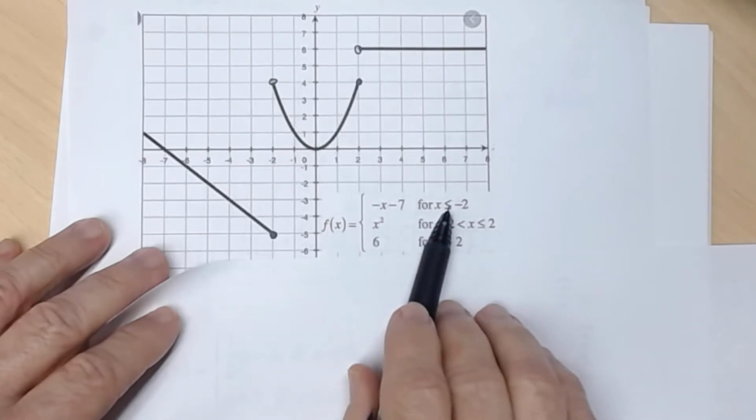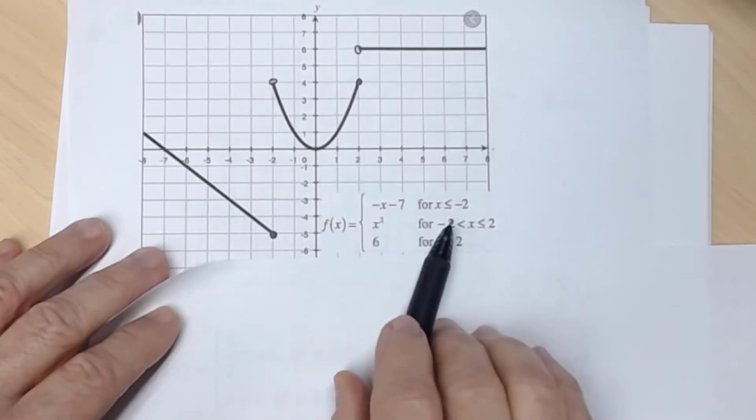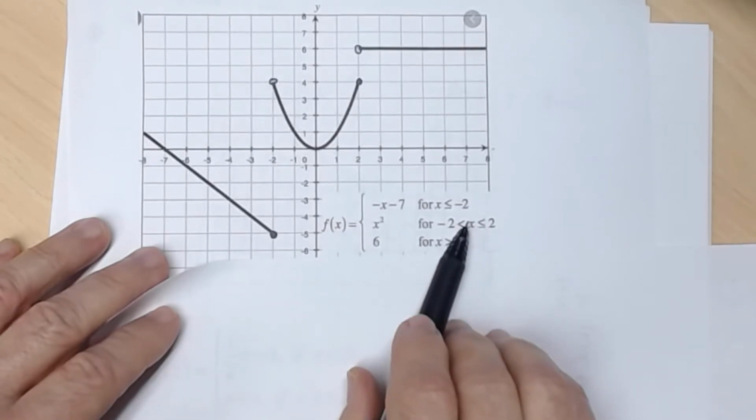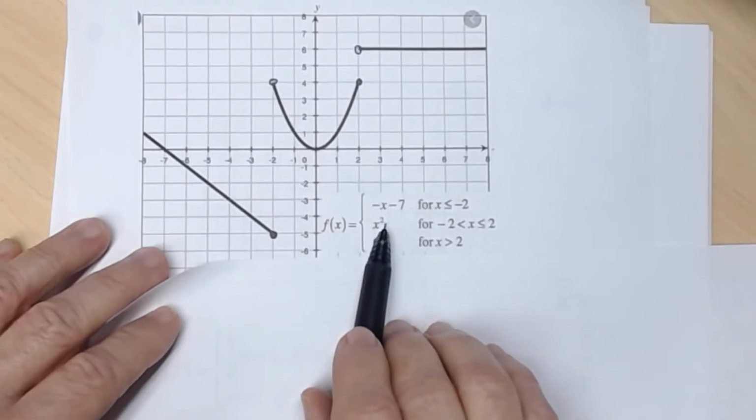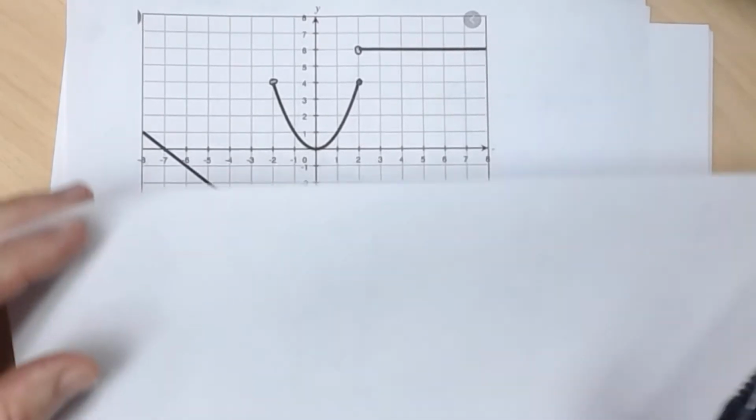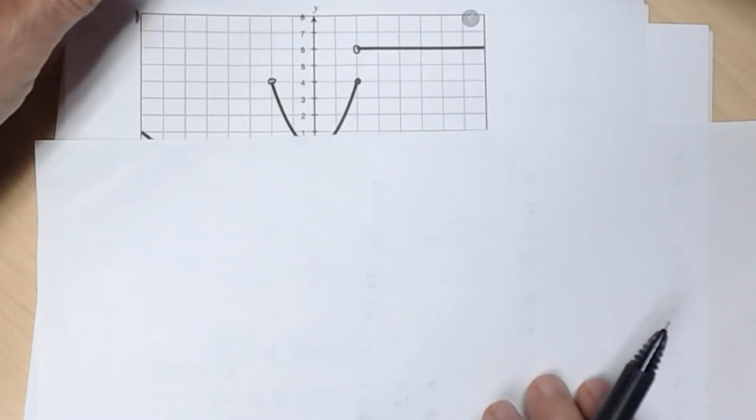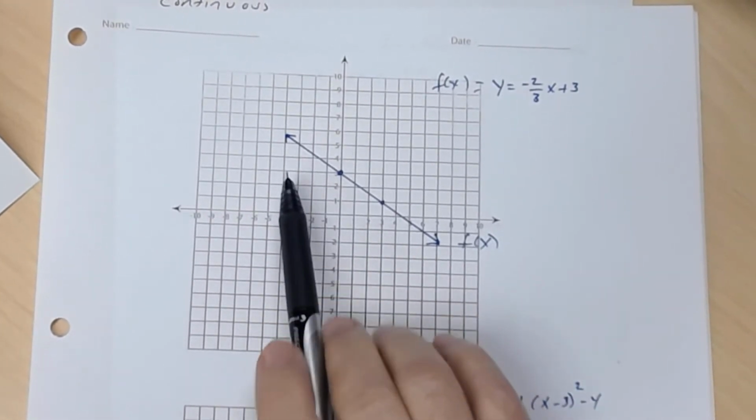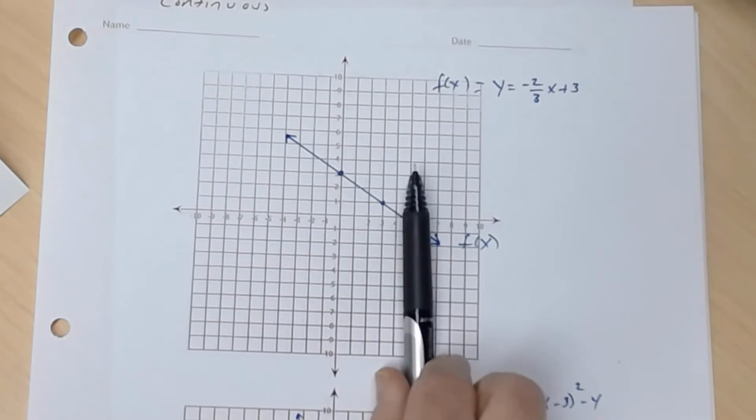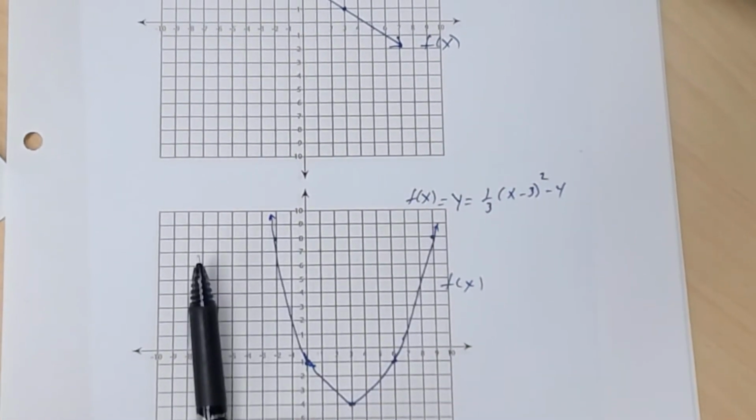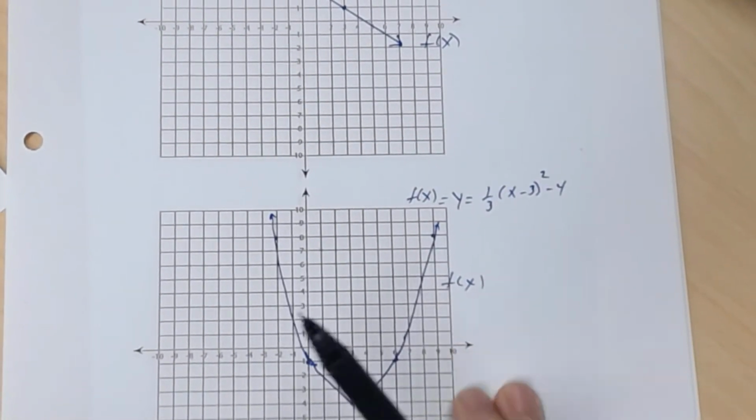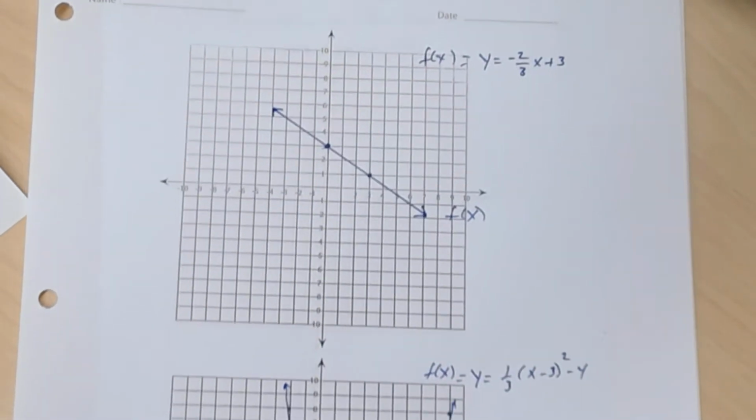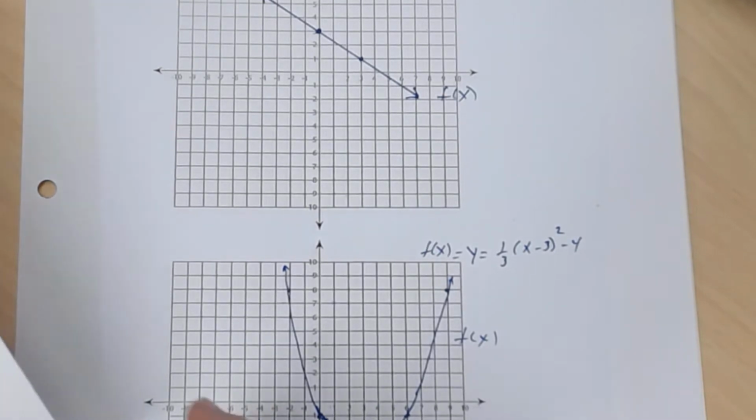These are your domains, remember? Depending on whatever part of the domain you're looking at, you're going to use one of these expressions. Now remember, as you go from left to right, the domain here is all real numbers, and the domain here is all real numbers. They are both polynomial functions, so the domain is going to be all real numbers.